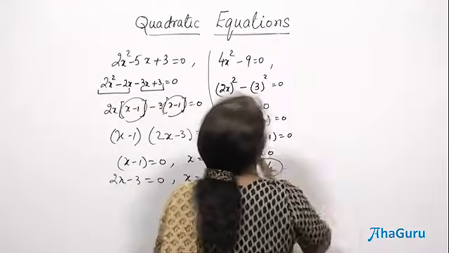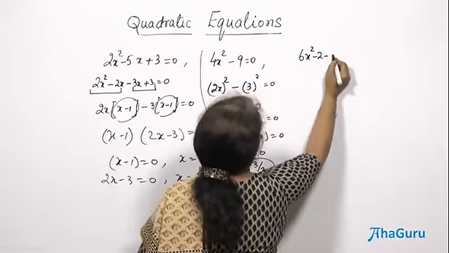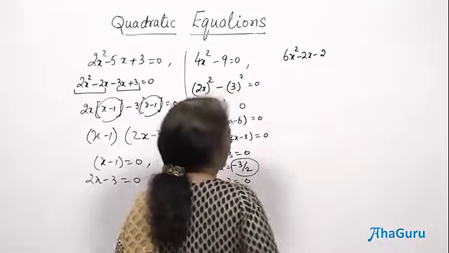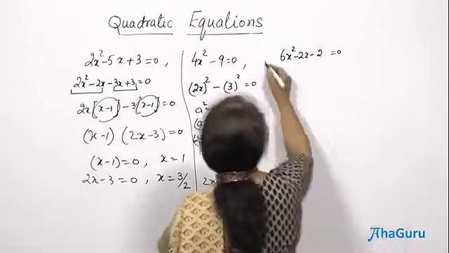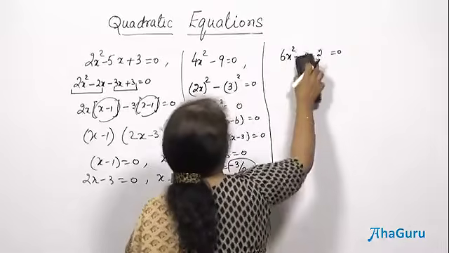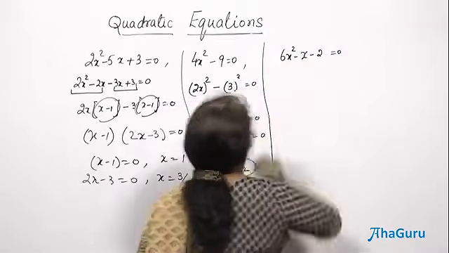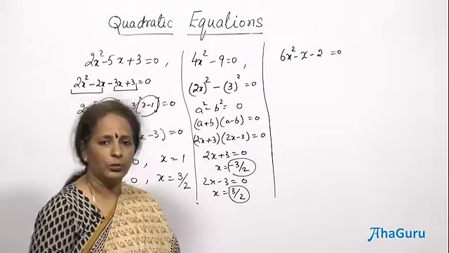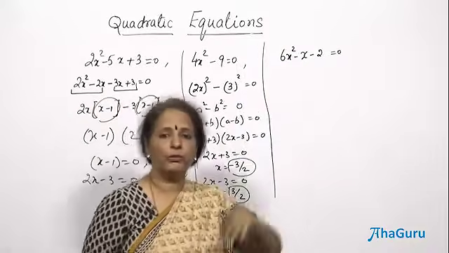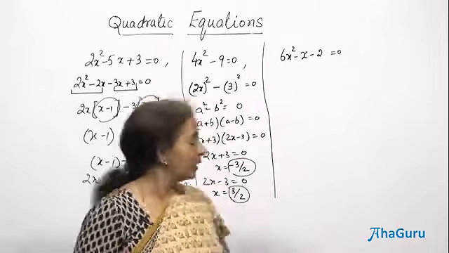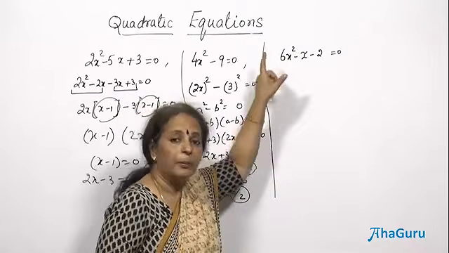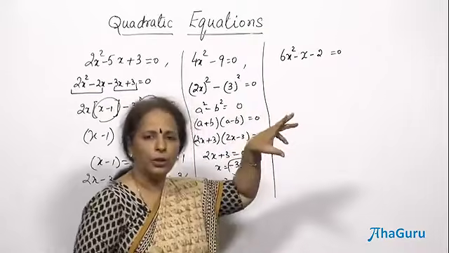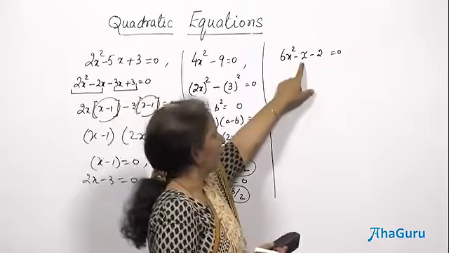Let me write it again. 6x square minus x minus 2 is equal to 0. So, that is the equation 6x square minus x minus 2 is equal to 0. There is a middle term with a coefficient of minus 1. X has the coefficient with a minus sign. So, that means what is the coefficient? Minus 1. So, we have to split the middle term in such a way that we get two terms which, when added, give this minus x.